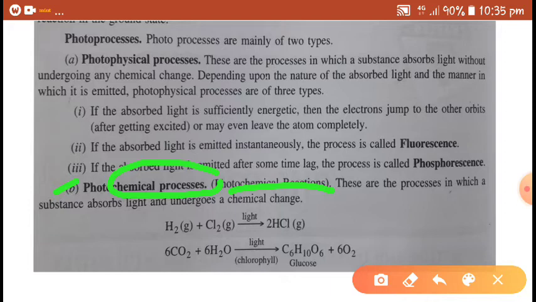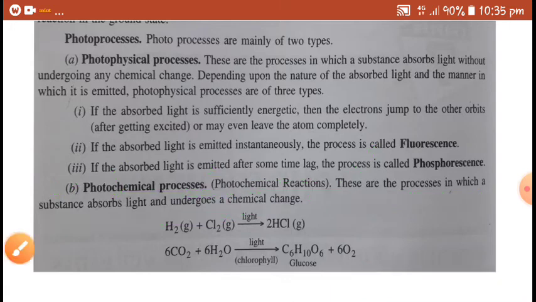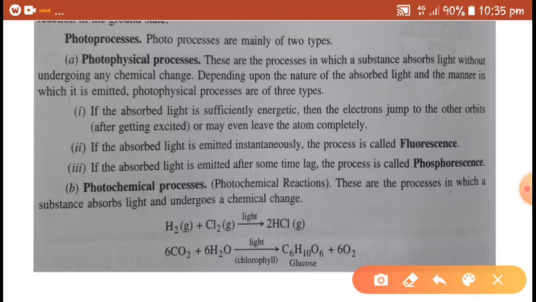Photochemical reactions are processes in which a substance absorbs light and undergoes a chemical change. These are called photochemical processes. Examples: in the presence of light, hydrogen and chlorine gases react to form hydrogen chloride gas, and photosynthesis takes place in the leaves of plants. Here carbon dioxide and water are converted into glucose and oxygen.